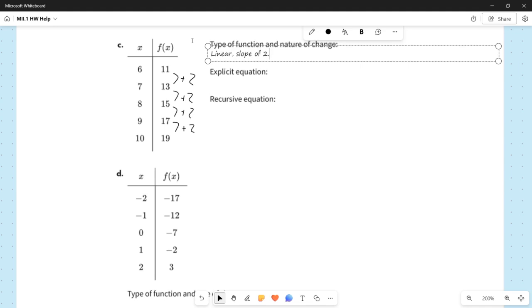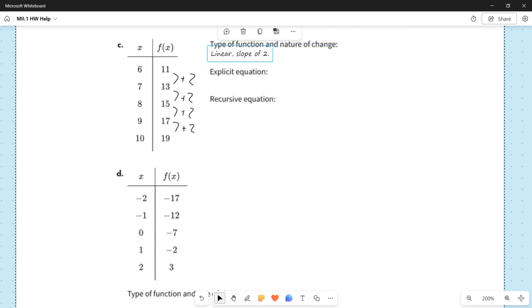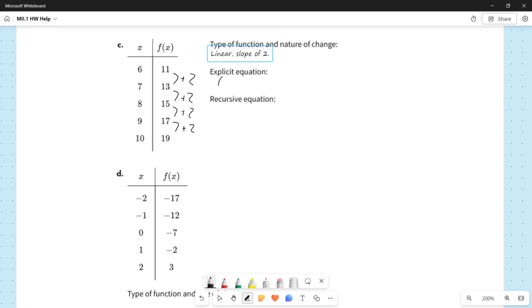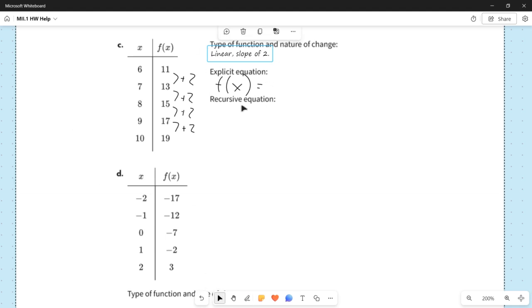Remember, slope means rate of change, and you can see here that the rate of change for each term is in fact 2. So the nature of the change is that it has a slope of 2. For an explicit equation, we have f of x. And again, with an explicit equation, we are looking for something that is in terms of x.